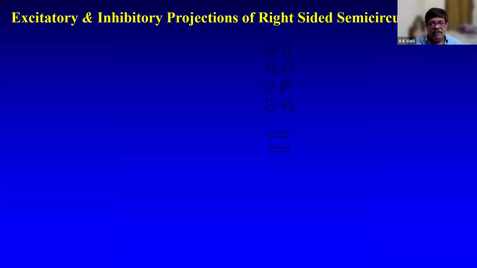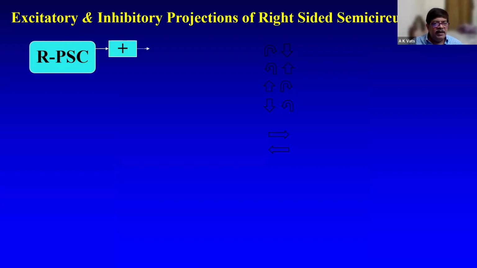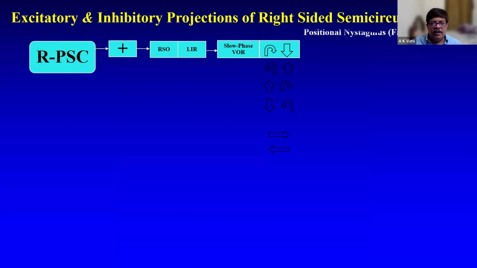So this is again a very important diagram drawn from this. The right posterior semicircular canal, the excitatory projections are to the right superior oblique and left inferior oblique. This causes a slow phase vestibulo-ocular reflex, which is downbeating and left torsional. The positional nystagmus, which is a fast phase VOR, is therefore upbeating and right torsional. We are showing only the right-sided canals here.